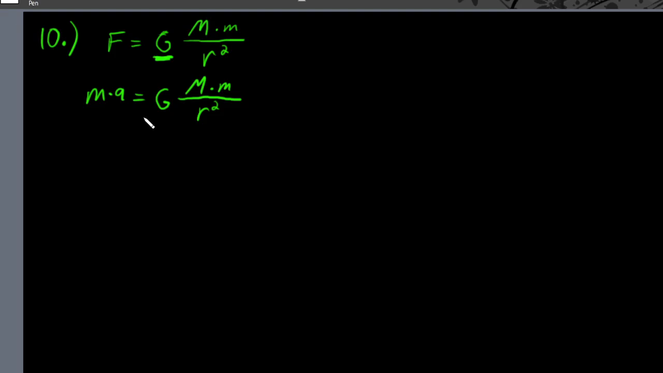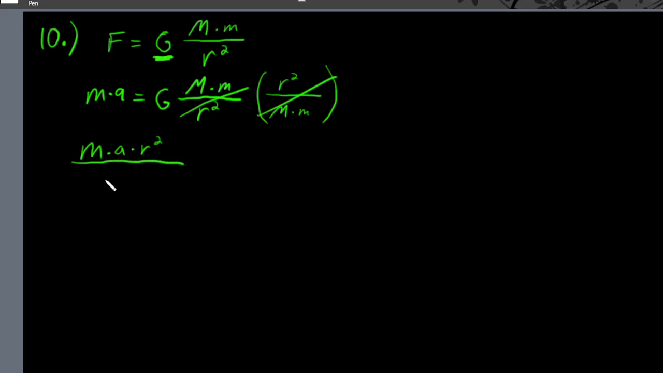Now what we're going to do is let's get G by itself. In order to do that, I'm going to multiply by the reciprocal of this. So let's multiply both sides by r squared over capital M and lowercase m. So that will eliminate both of those and leave us with just G, and then that will leave m times a times r squared divided by capital M times lowercase m. All right, and that is all equal to G.